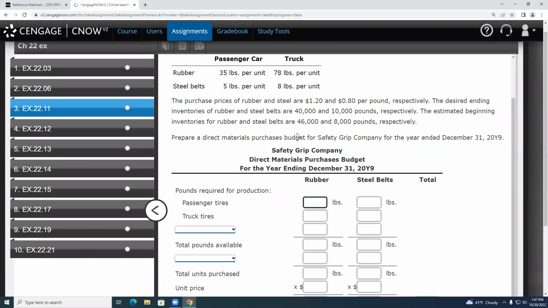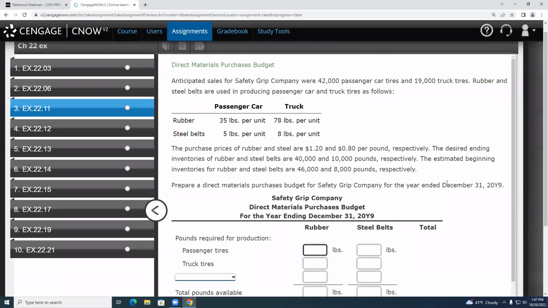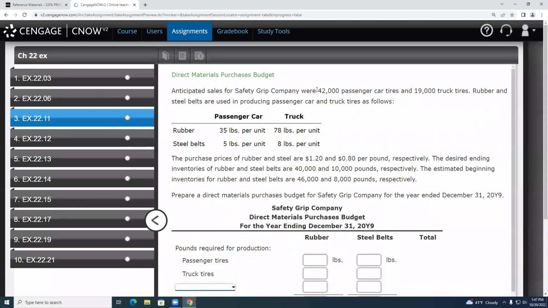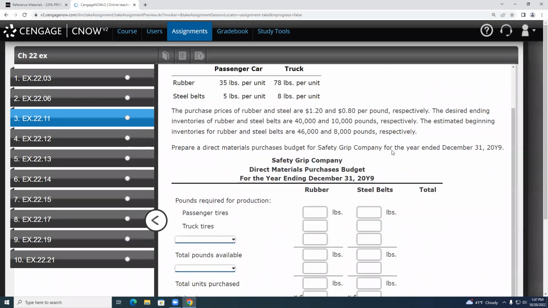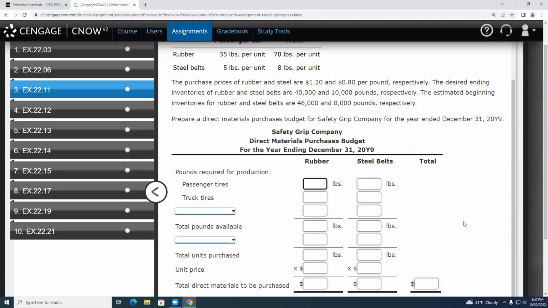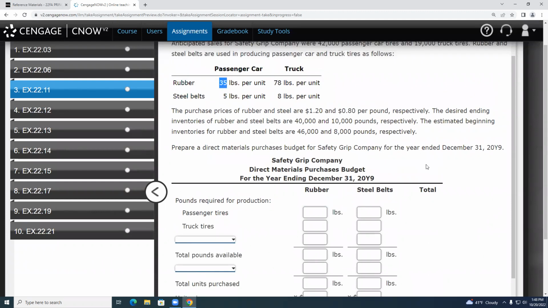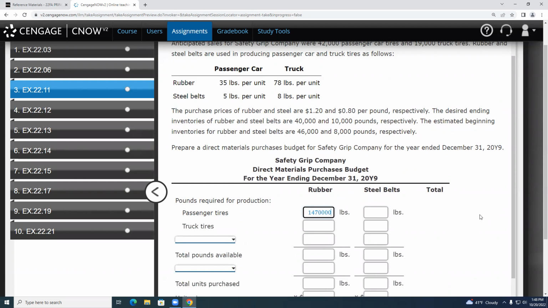So we expect to sell 42,000 passenger tires and 19,000 truck tires. So for the passenger tires, 42,000 passenger tires, how much rubber do we need? 35 pounds per unit. 42,000 tires at 35 pounds of rubber. We need 1,400,000. Oops, 70,000 pounds of rubber. Let me go back up here for a second.